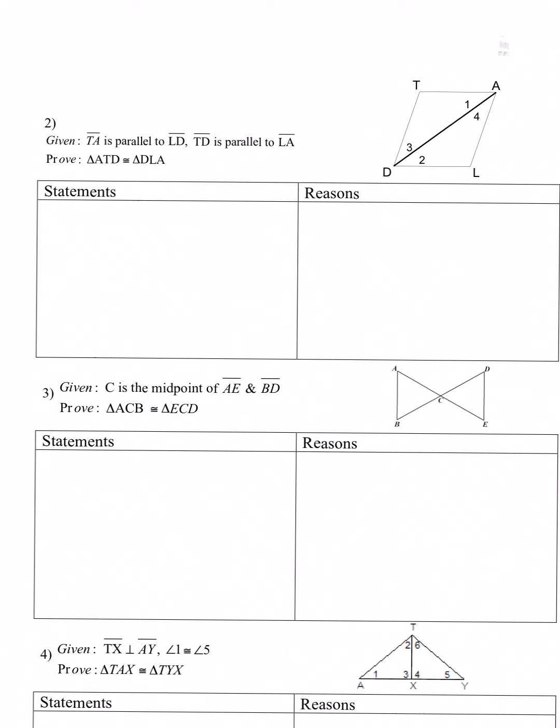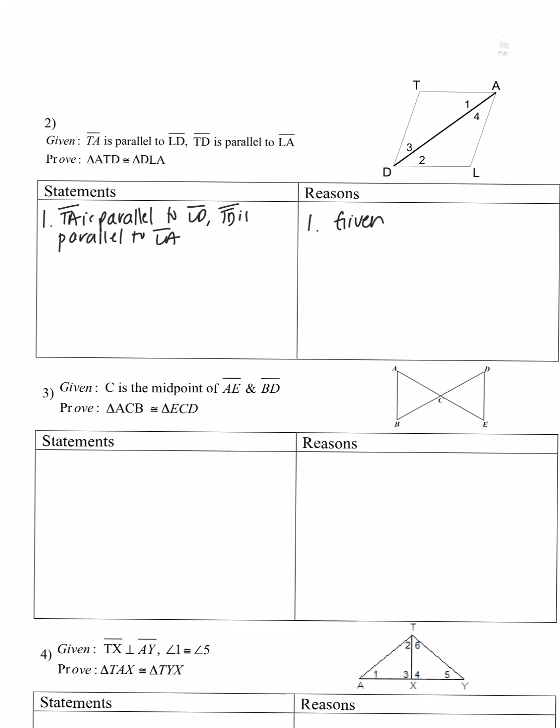All right, so the first thing we do is we write our given information. TA is parallel to LD, and TD is parallel to LA, and this is given information.